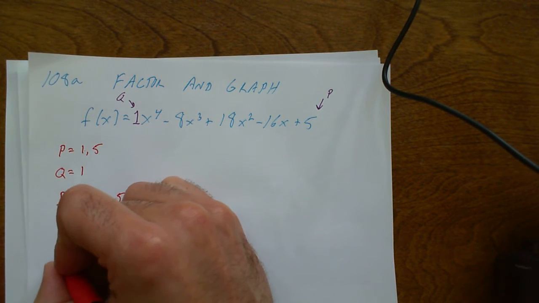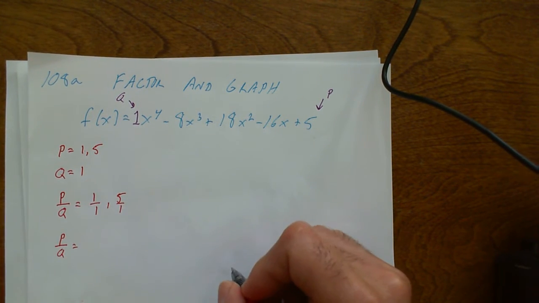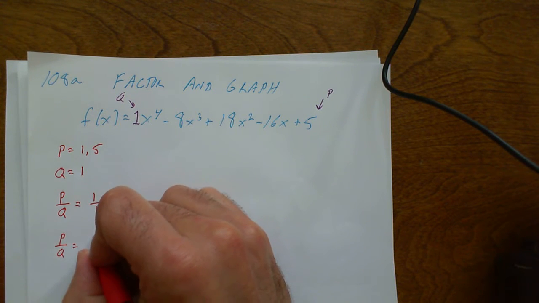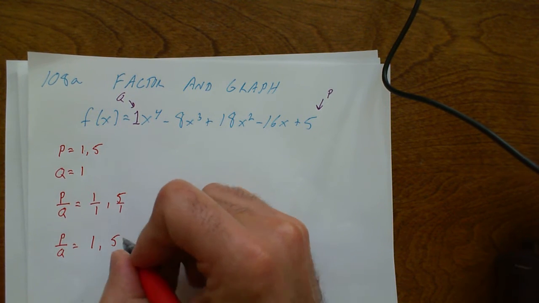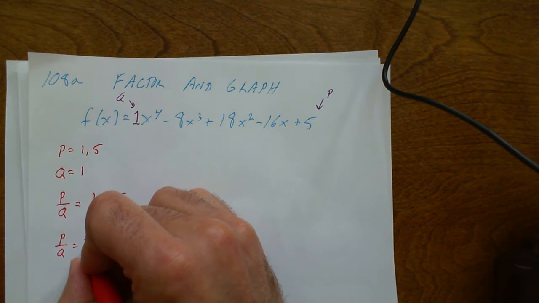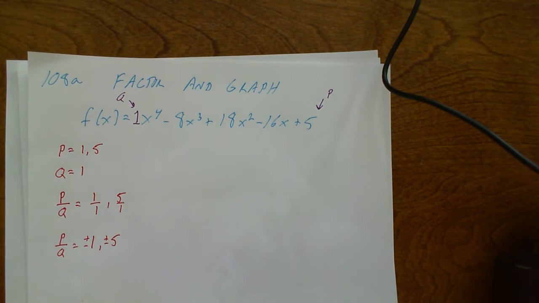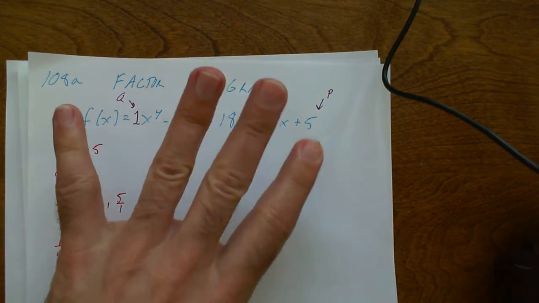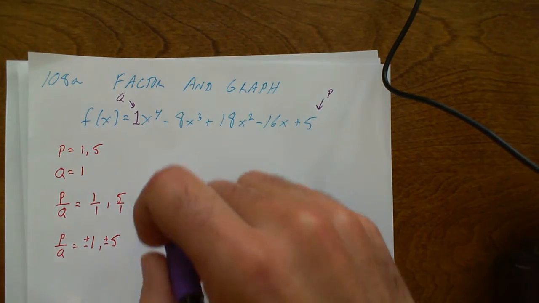So this one's a little bit easier because we don't have so many factors to worry about. 1 over 1 is 1. 5 over 1 is 5. Remember, we have a positive and a negative going on there. So 1 could be a zero, negative 1 could be a zero, 5 can be a zero, and negative 5 can be a zero. We only have 4 to try.